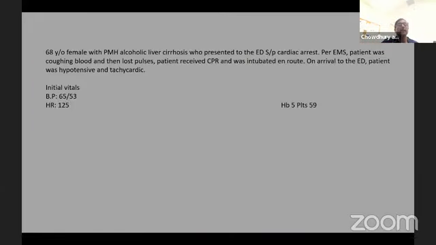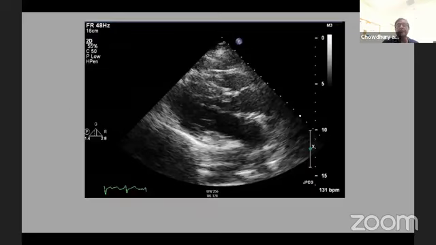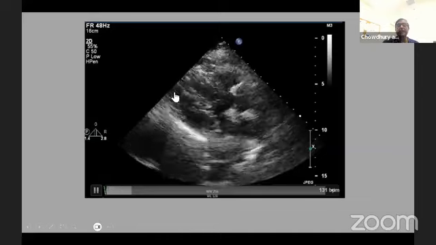Okay. What about this one? A 65-year-old alcoholic cirrhosis patient comes to the ER with cardiac arrest. Patient was coughing blood and then lost pulses, received CPR, and then BP 65/53, heart rate 125, hemoglobin 5, platelets 59. This was the bedside echo.